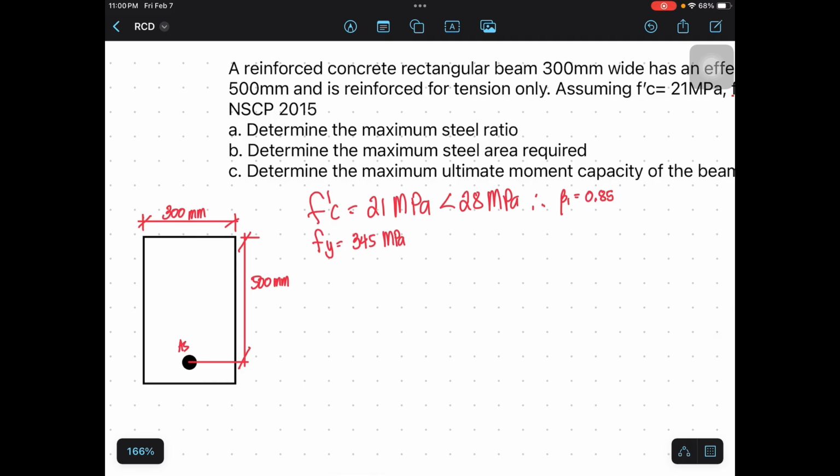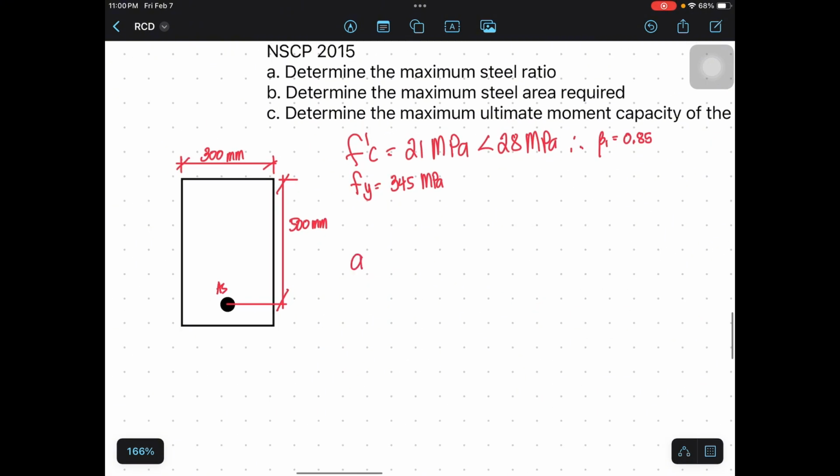Okay, so for the maximum steel ratio, we have a formula. Rho max, or the maximum steel ratio, is equal to 3/7 multiplied by 0.85 f'c beta 1 over Fy.